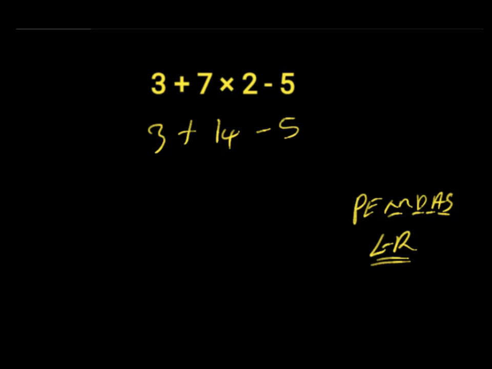We are going to work with our addition first because addition and subtraction have equal priorities. So we are going to work from our left to our right. 3 plus 14 will give us 17. Then we have 17 minus 5. 17 minus 5 is equal to 12. 12 is the right answer to this question.